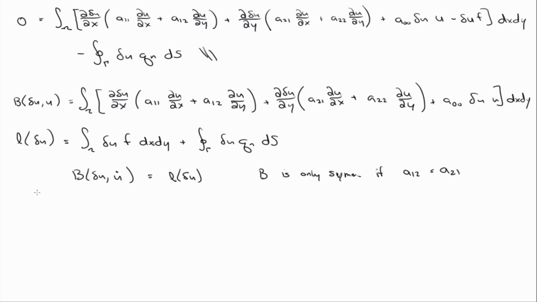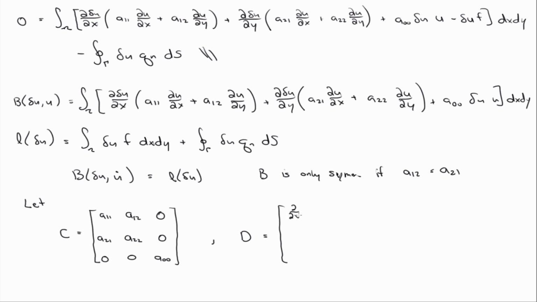So let's let C, call it C because it's our matrix of constants, right? And D will be an operator vector. So in other words, if I multiply this by a scalar u, then what I get is, okay. So D's an operator.